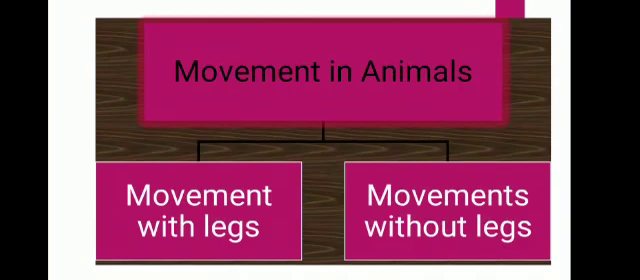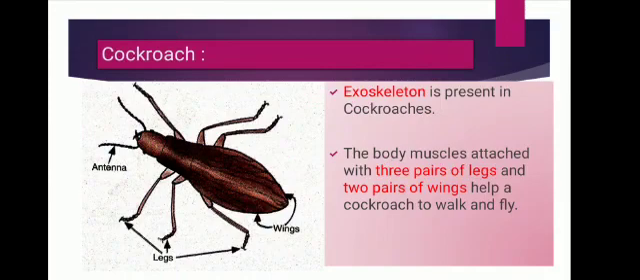Cockroaches and birds are animals which have legs to walk on the ground and wings to fly in the air. So let's start with the cockroach. The cockroach is an insect. See in the diagram, it shows that the body of the cockroach is covered with a hard and tough outer covering called the exoskeleton. The skeleton of the cockroach is called an exoskeleton because it is outside the body. Exo means outside. It provides great protection to the internal organs of the cockroach and also provides a site for attachment of muscles.